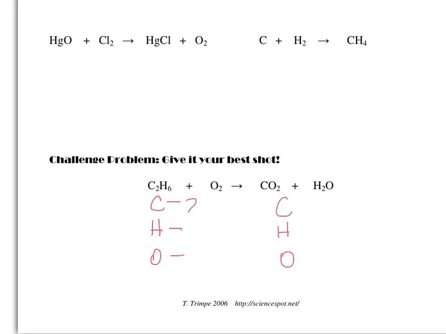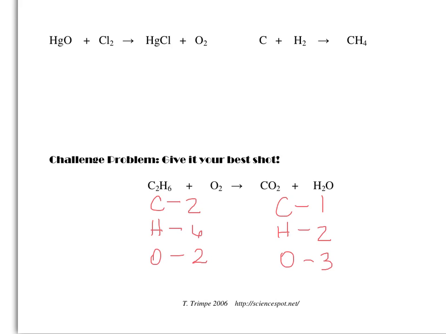On this side I have 2 carbons, 6 hydrogens, and 2 oxygens. Over here I have 1 carbon, 2 hydrogens, and 1, 2, 3 oxygens. Now, generally I like to balance the oxygens last because they're usually the hardest things to balance. So let's go through and try and balance our carbons first.